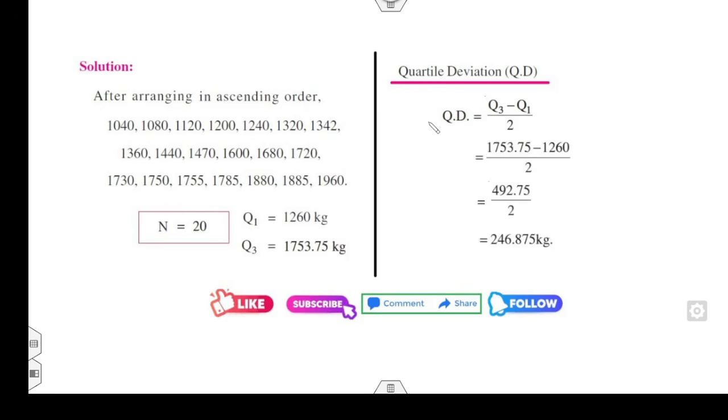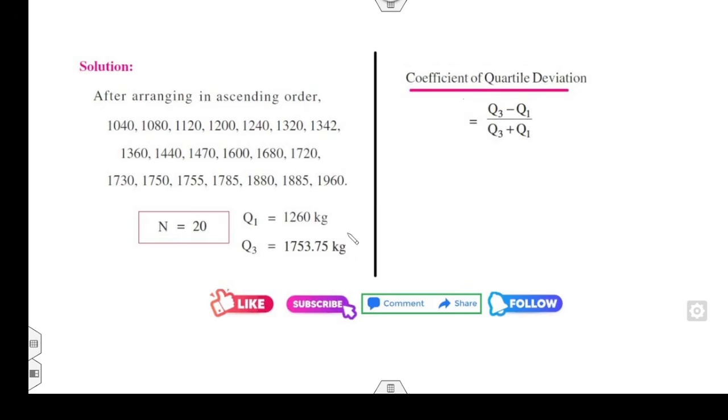Once you can compute them, I can substitute both the values of the Q1 and Q3 into the quartile deviation. You can get the required answer is 246.875 kg. Similarly, I can substitute the value of the Q1 and Q3 into the coefficient of the quartile deviation. You will get the answer is 0.164, which is the right answer.